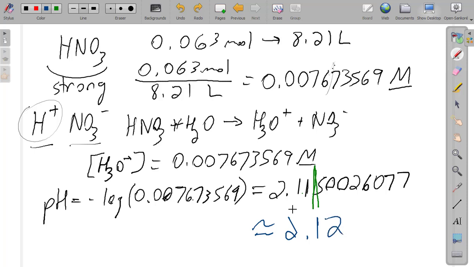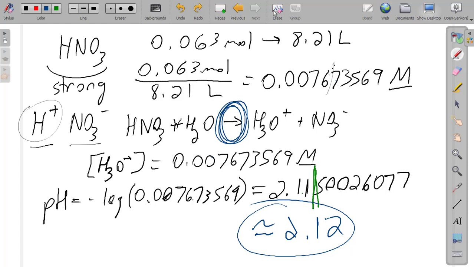But it's 2.12. And that's the answer for this problem. Number 5 then. What is the pH of this solution? Because there is no equilibrium, I can't emphasize this enough, that this proceeds all the way to the right. You can simply take that hydronium value and calculate the pH directly.